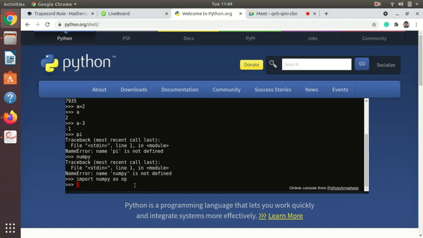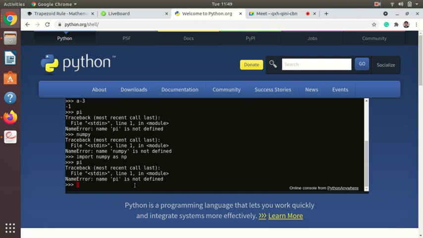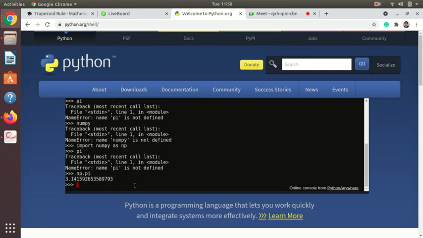Many of you can make this mistake. If I now write pi, again it will not give you any value, because we have to write np dot pi. So what does that mean? I am recalling pi from np, and np is recalling numpy, which is the inbuilt library. So now let's see what is happening. It will now give you the value.